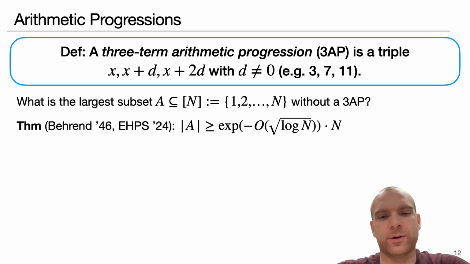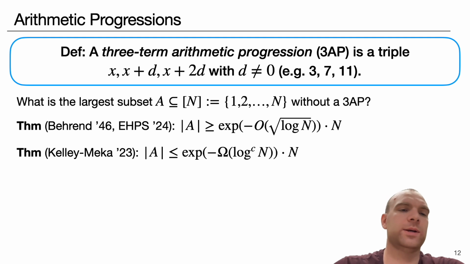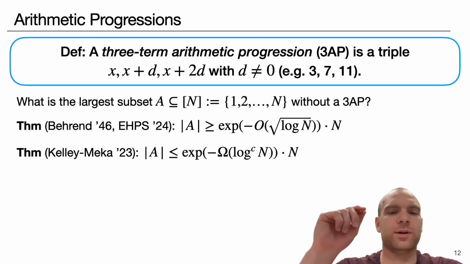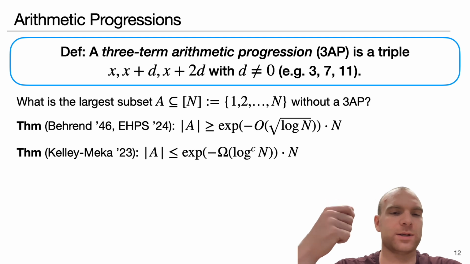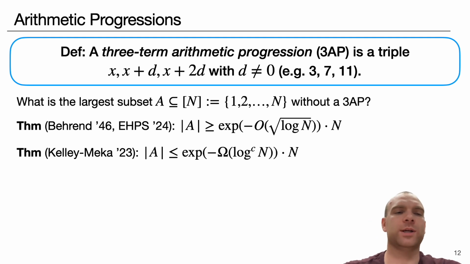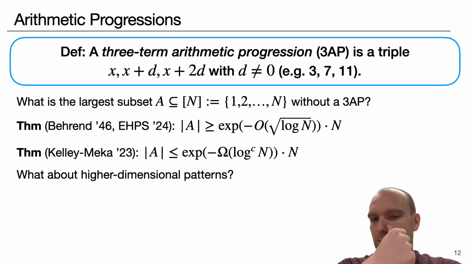Now, this is a very rich problem with a lot of storied history. But just in the last few years, there was a big breakthrough by Kelley and Meka, who showed that the shape you get from Behrend's construction is in fact the optimal shape, up to a constant exponent on the logarithm. Now, you could ask, of course, what happens with longer arithmetic progressions, and this is also a very well-studied question. We're going to take a slightly different direction here and consider a higher dimensional problem.